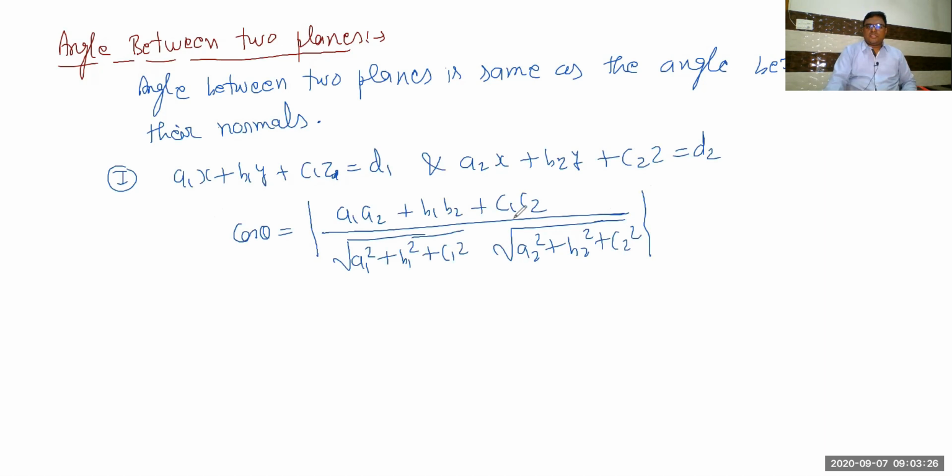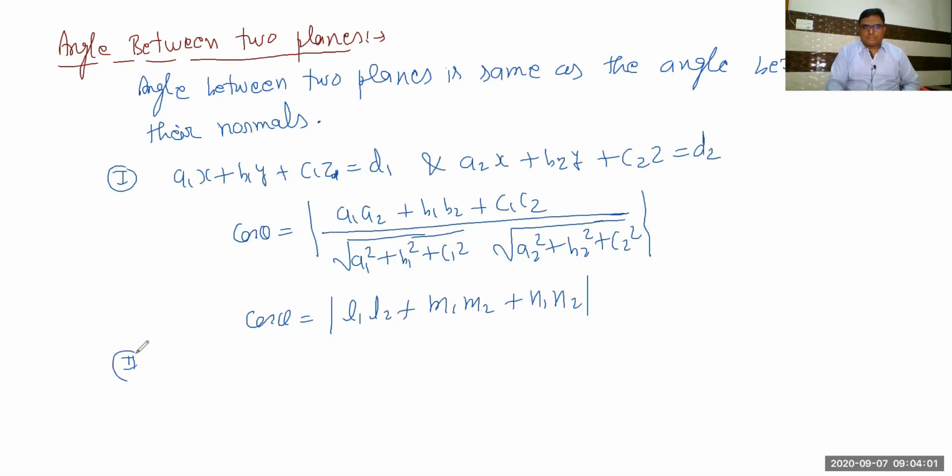What are a1 b1 c1? A1 b1 c1 are the direction ratios of the normal to the first plane, and a2 b2 c2 are the direction ratios of the normal to the second plane. And cos theta has another formula: L1 L2 plus M1 M2 plus N1 N2. What are L1 M1 N1? L1 M1 N1 are the direction cosines of the normal to the first plane, and similarly L2 M2 N2 are the direction cosines of the normal to the second plane.